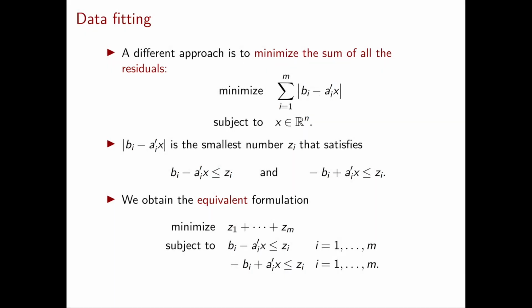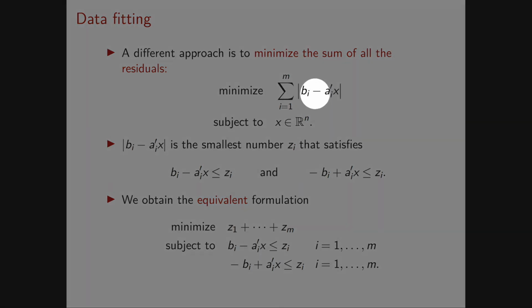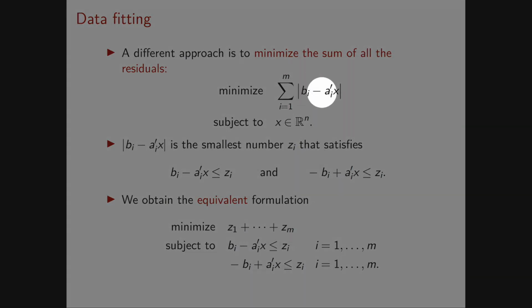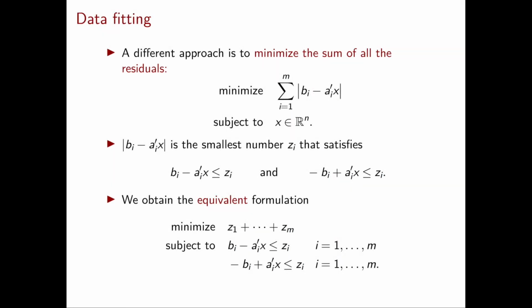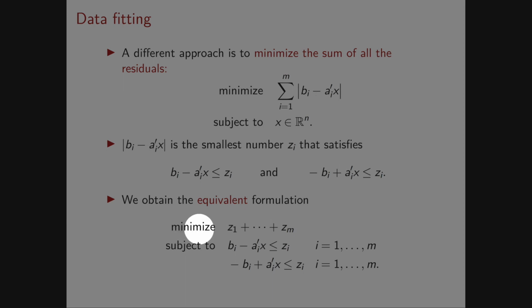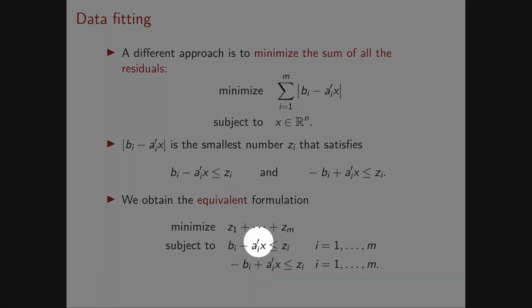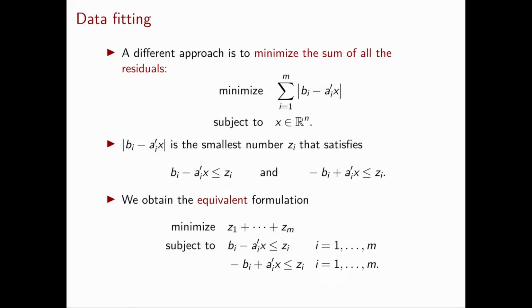Once again, we use the same idea. We replace every absolute value with a new variable, zi, and add the constraints that bi minus ai transpose x and its opposite are less than or equal to zi. So we obtain the following equivalent formulation. We minimize the sum of all the zi's from 1 to m, subject to bi minus ai transpose x less than or equal to zi, and minus bi plus ai transpose x less than or equal to zi for every i.